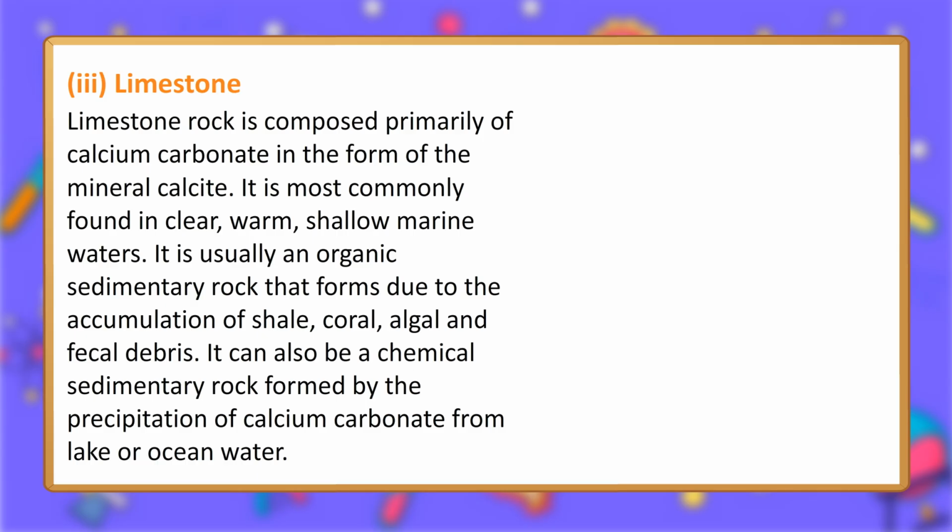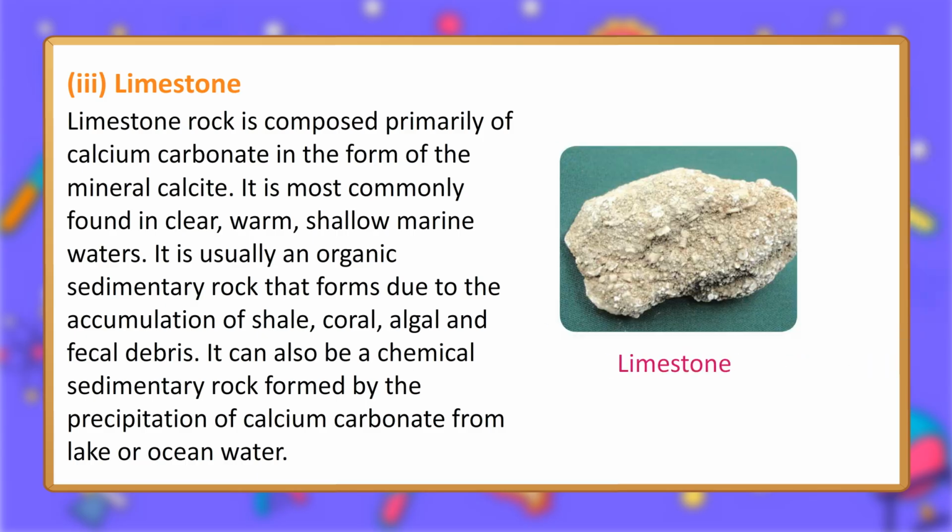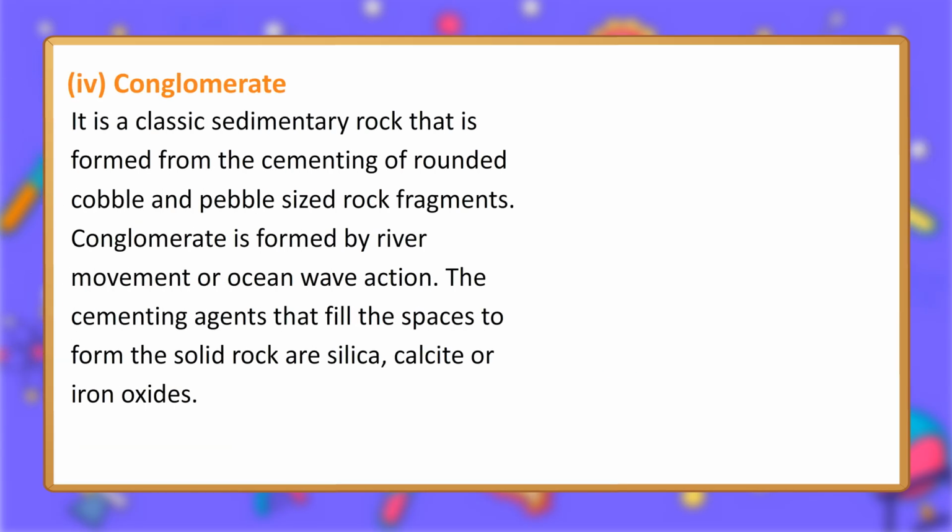It can also be a chemical sedimentary rock formed by the precipitation of calcium carbonate from lake or ocean water. Limestone. Conglomerate. It is a classic sedimentary rock that is formed from the cementing of rounded cobble and pebble-sized rock fragments. Conglomerate is formed by river movement or ocean wave action. The cementing agents that fill the spaces to form the solid rock are silica, calcite or iron oxides.